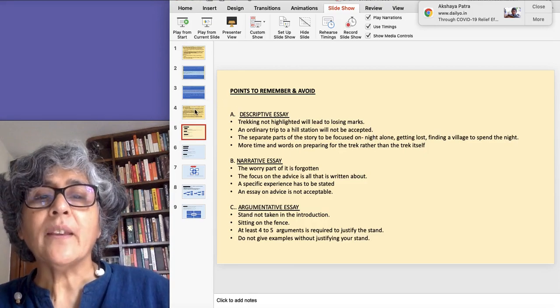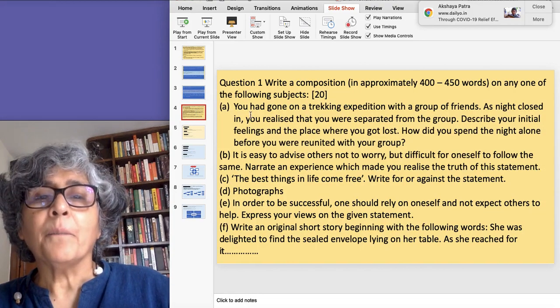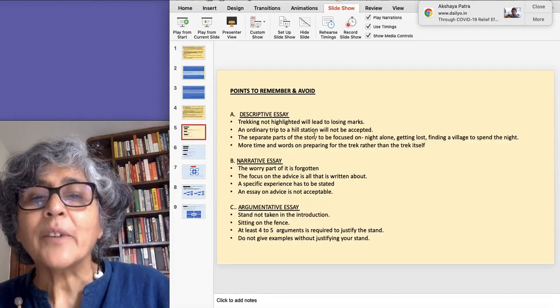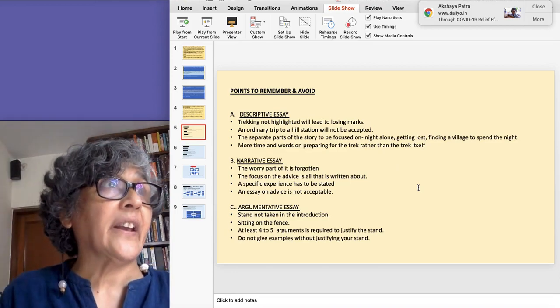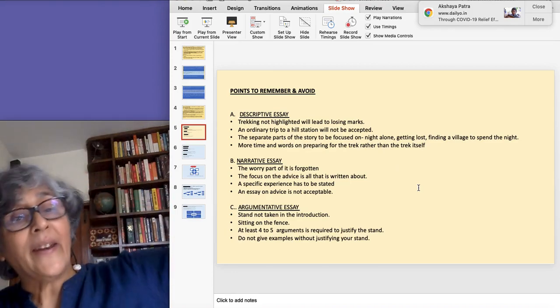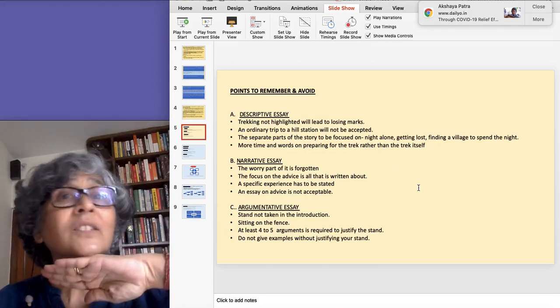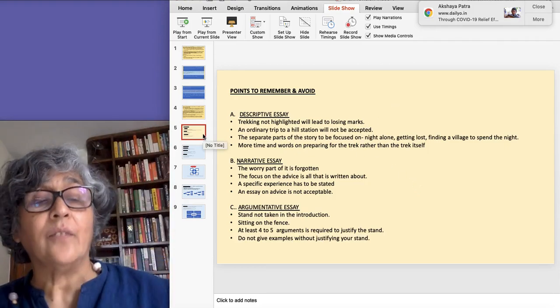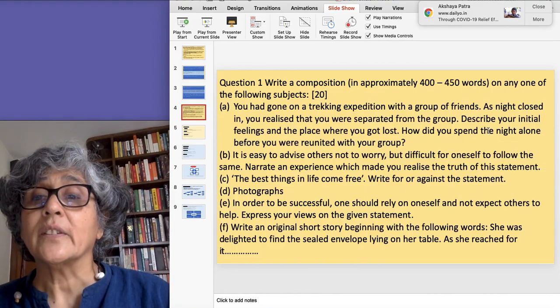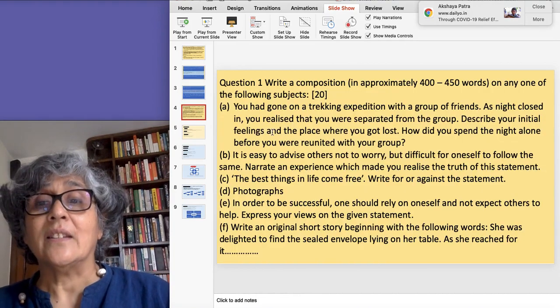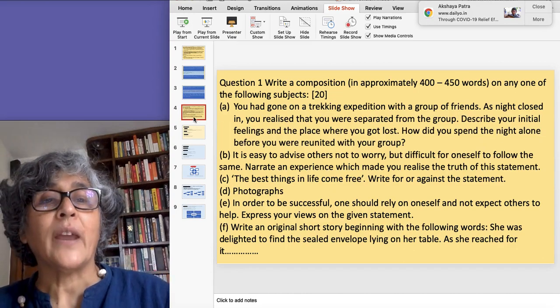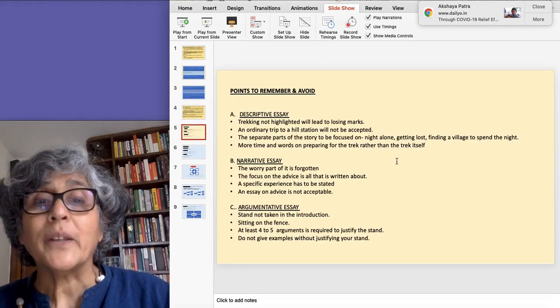Remember, the topic is we had gone on a trekking expedition, so do not spend time writing on preparing for the trek. Many of you will write two paragraphs on how you prepared for the trek. That is not asked. You have to write about the trek itself. So that is your focus: initial feelings, place you got lost, how you spent the night alone before you were reunited. Those points have to be the focus.